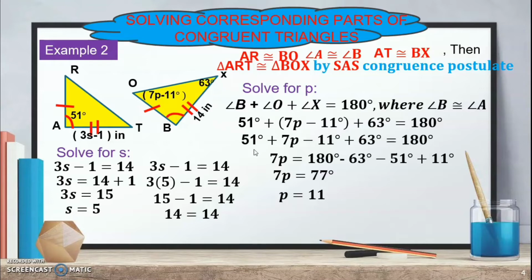So, we will check kung tama ba. So, 7P minus 11 — substitute natin ang value ng P, which is 11. So, 77 minus 11 is equal to 66 degrees. So, 66 ang angle ng O natin. Angle O is 66 degrees. So, angle O, ibig sabihin, angle R is also 66 degrees.